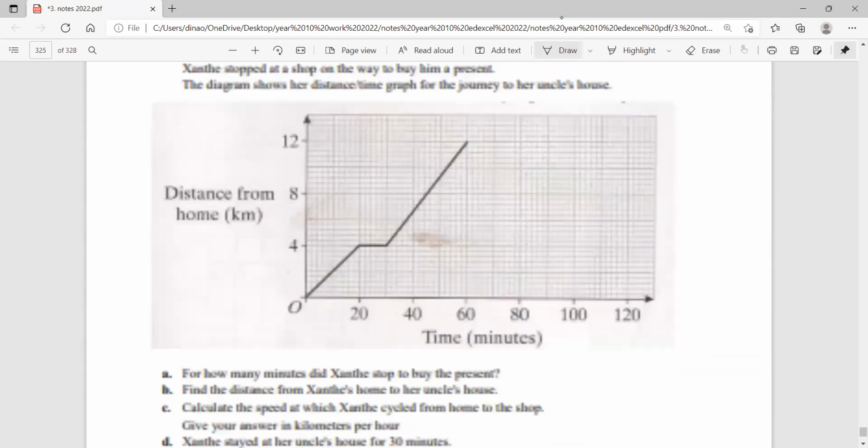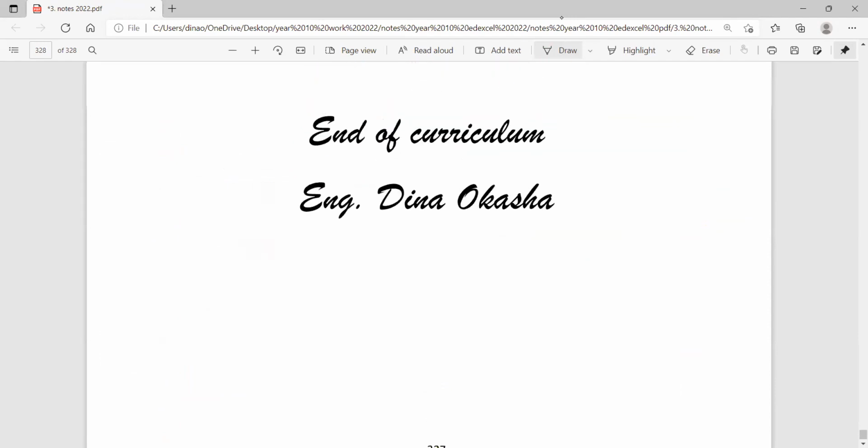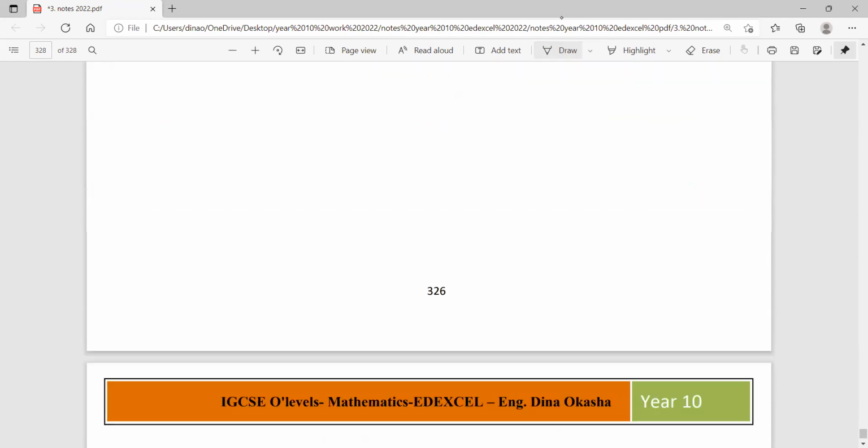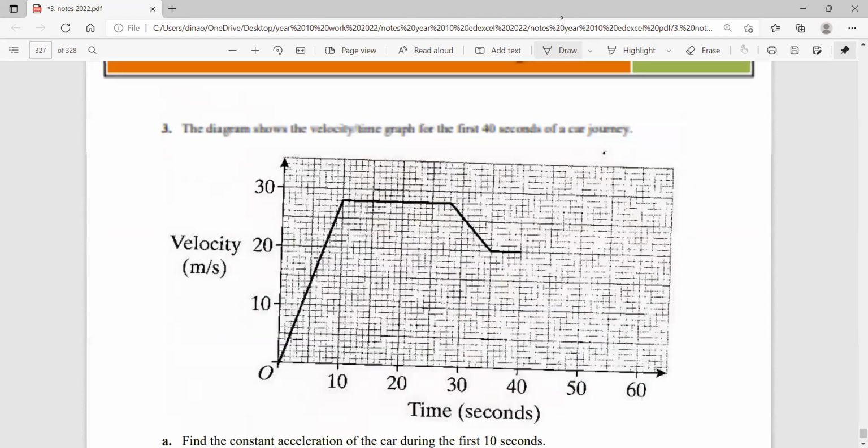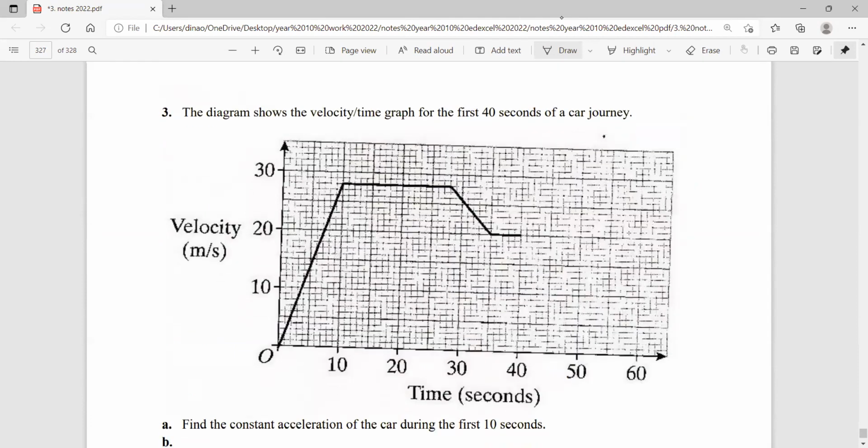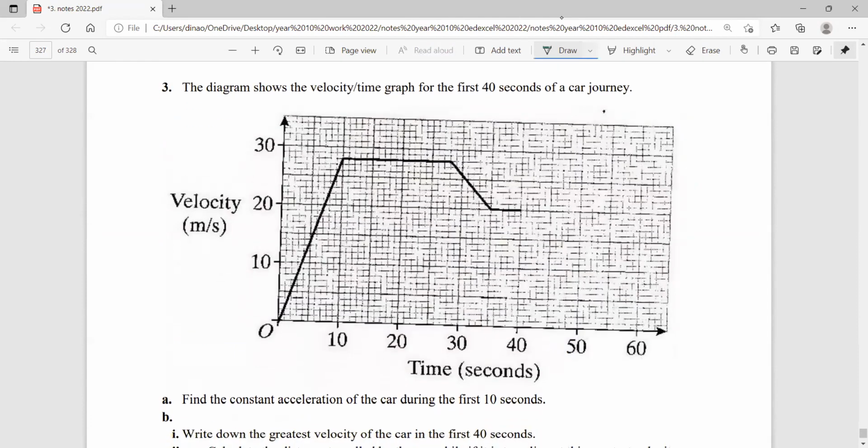هنحل ال3 مسائل اللي موجودين في النوت. هنبتدي بآخر سؤال اللي هو page number 327. page 327. هنا بيقول لي the diagram shows velocity time. So as we said, since this is velocity time, so this line over here drawn in the graph is acceleration. And to be very specific, the gradient of this line is acceleration. And one other thing we can calculate in velocity time is the distance traveled.